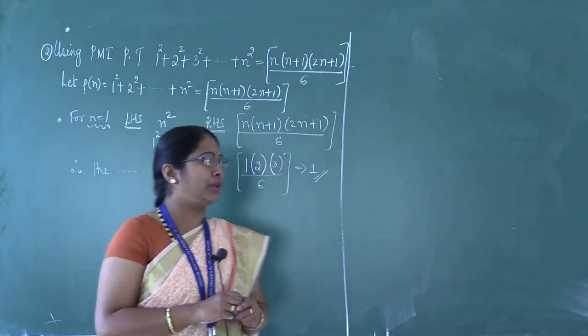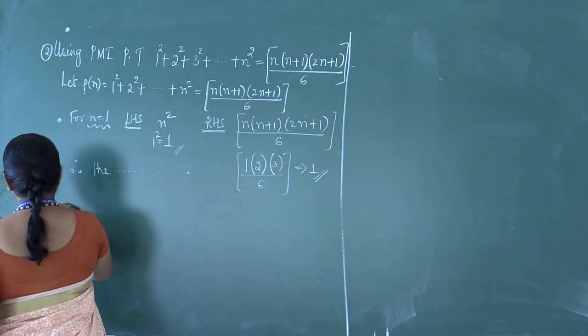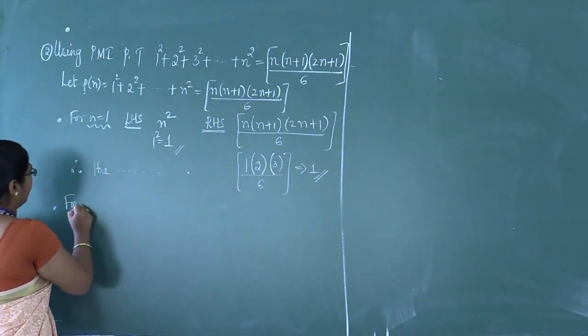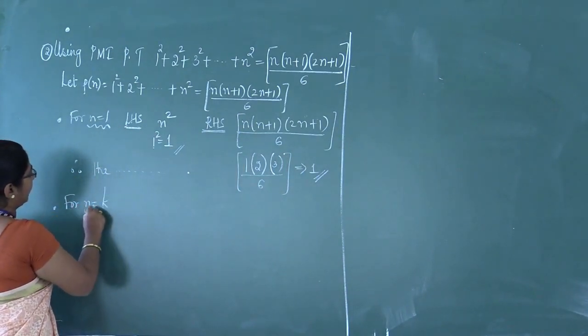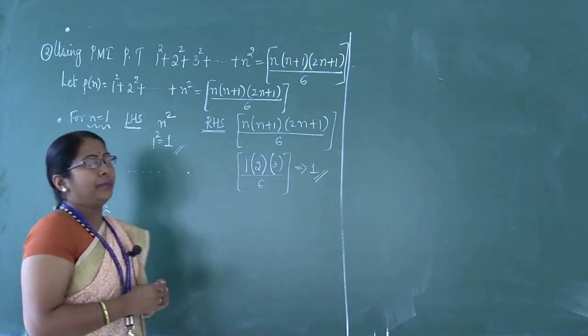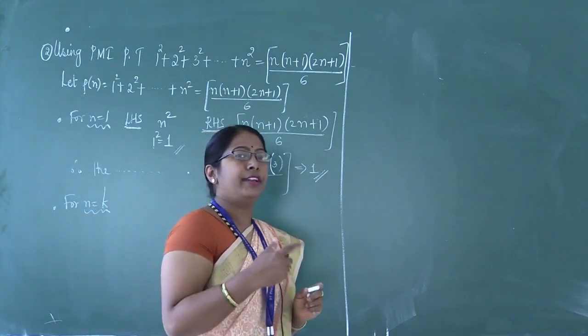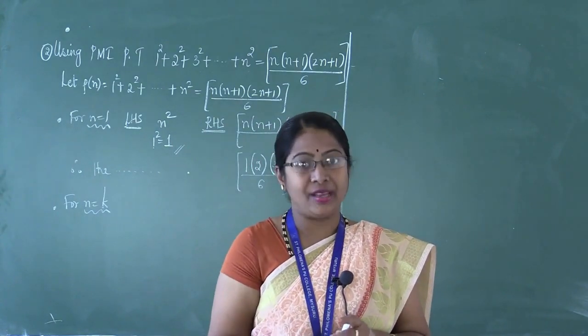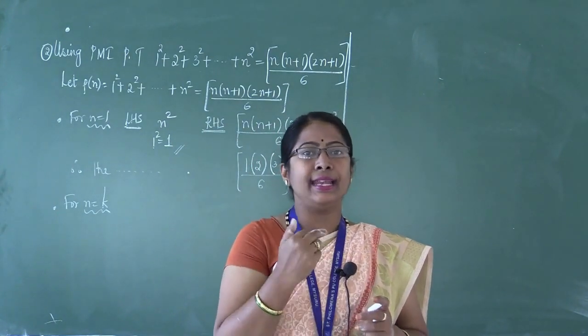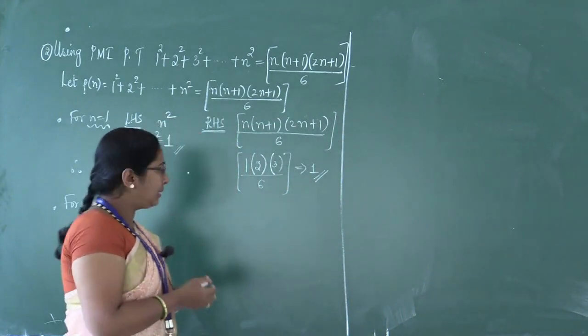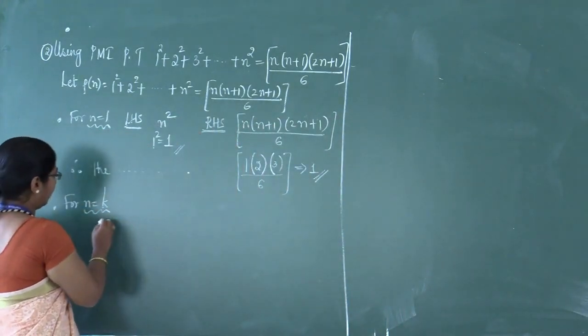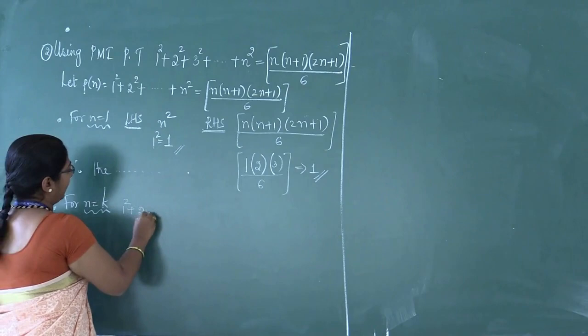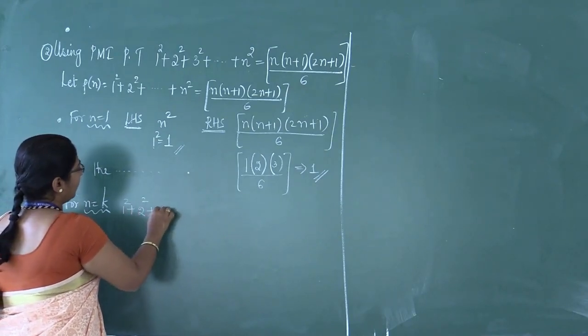For n is equal to k. What does it mean for n is equal to k? Wherever there is n in the question, you are supposed to replace it by k on both the sides, LHS and RHS. So, rewriting this question, what do we get again? 1 square plus 2 square plus etcetera.